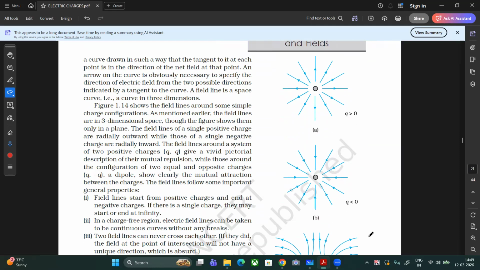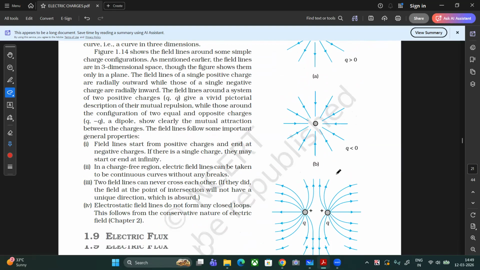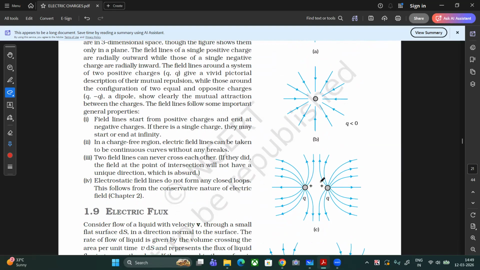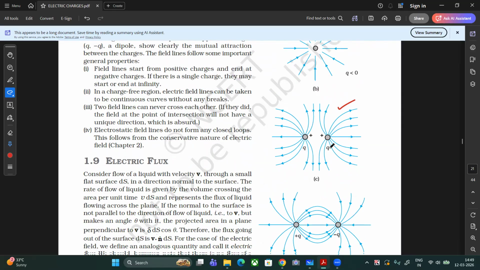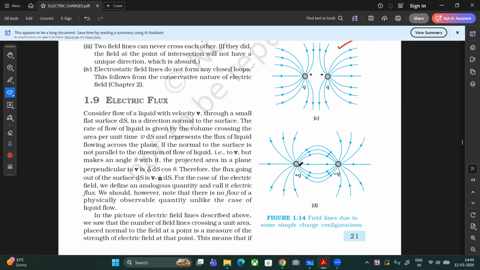So the direction of the field is very important. For positive, it is outwards. For negative, it will be inwards. If we have two positive charges, they repel each other, so the direction is like that. Just study these diagrams; they are very important. For a positive and a negative charge, the lines start at the positive and end at the negative.